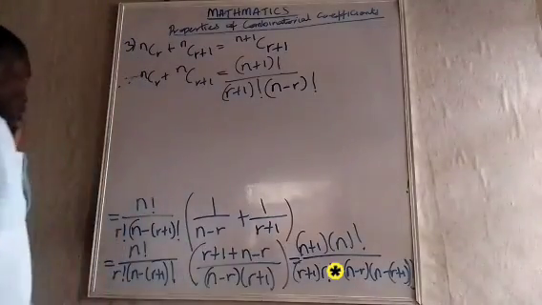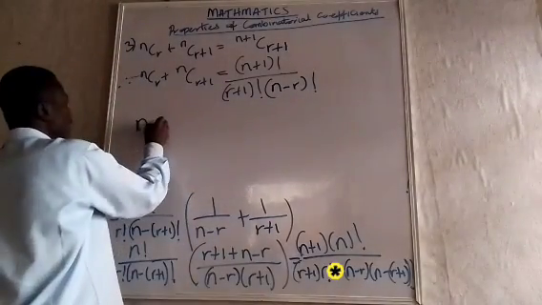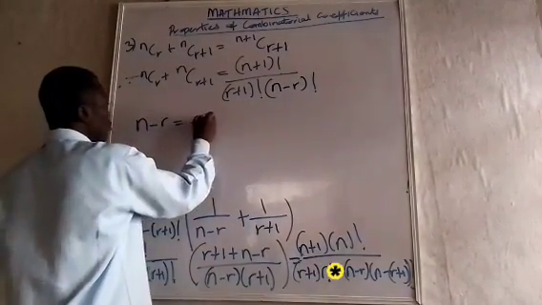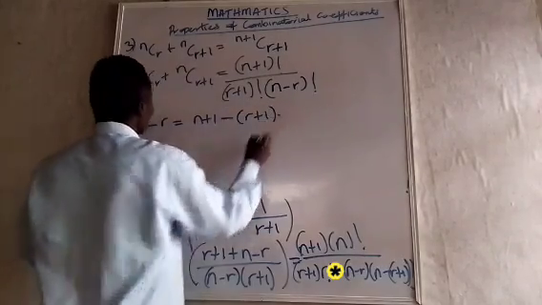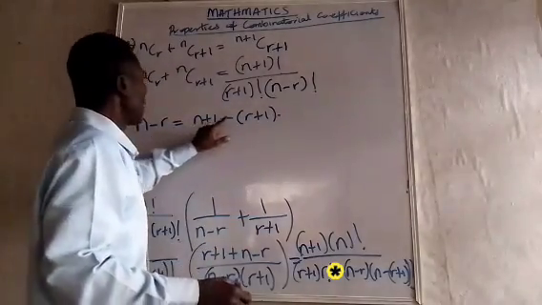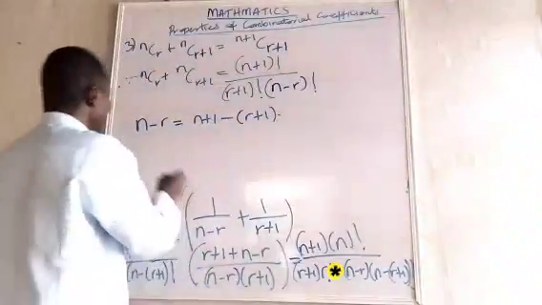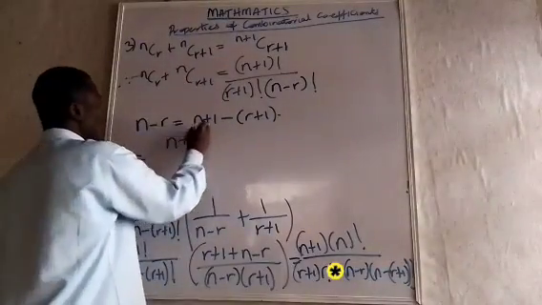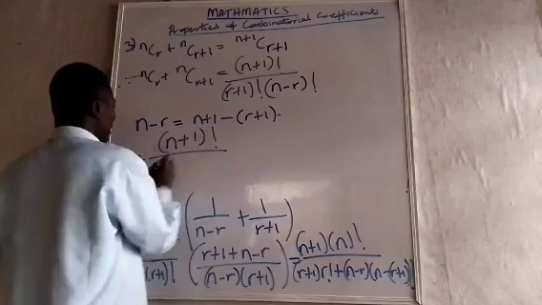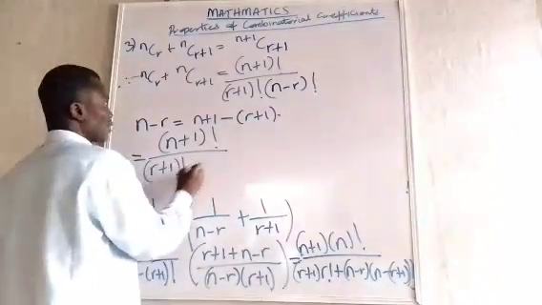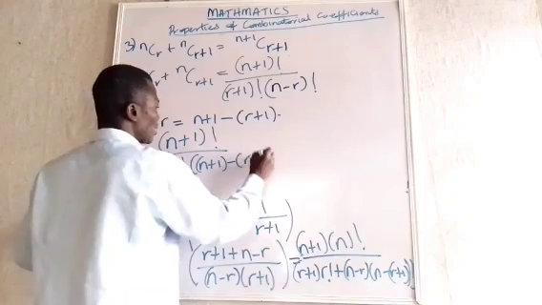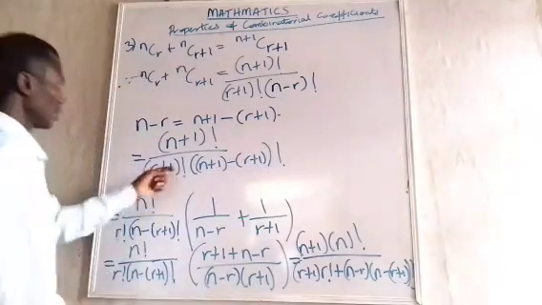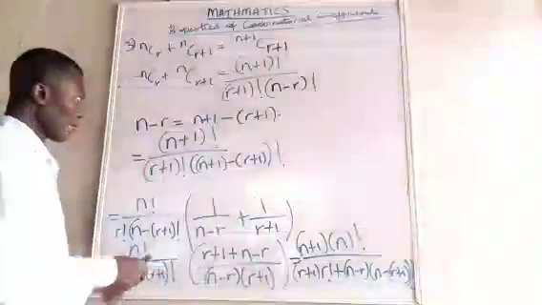But one thing I want you to know is this. n minus r is equal to (n plus 1) minus (r plus 1). So this equation can also be stated as (n plus 1) factorial over (r plus 1) factorial into ((n plus 1) minus (r plus 1)) factorial. So I want you to look at this.